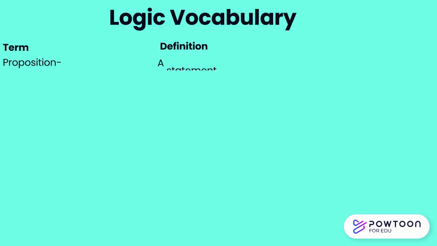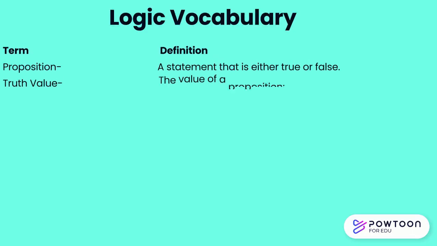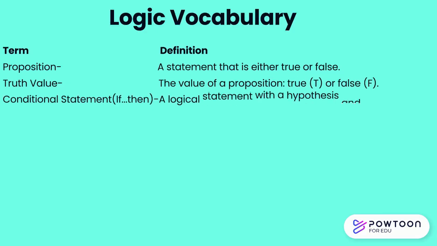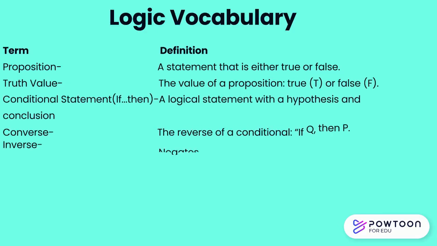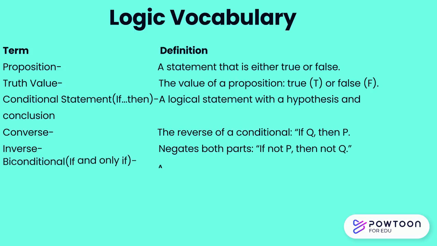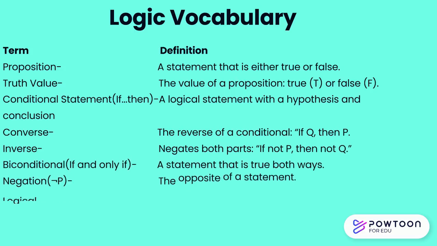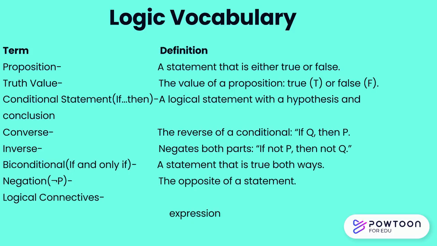And now we have the terms for logic. Proposition is a statement that is either true or false. Truth value is the value of a proposition, true or false. Conditional statement is a logical statement with a hypothesis and conclusion. Converse is the reverse of a conditional.